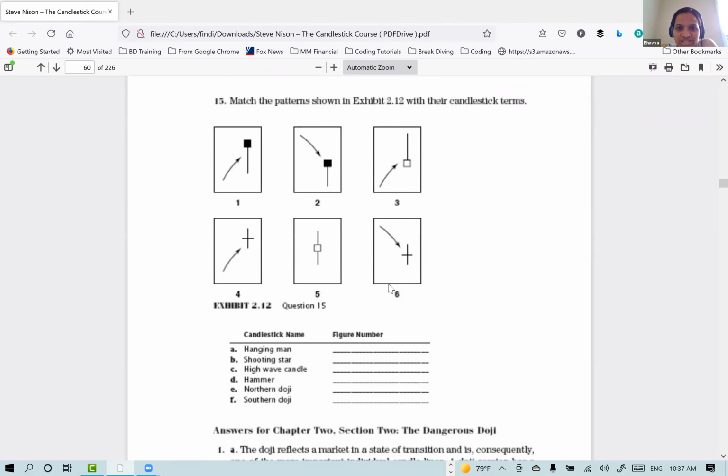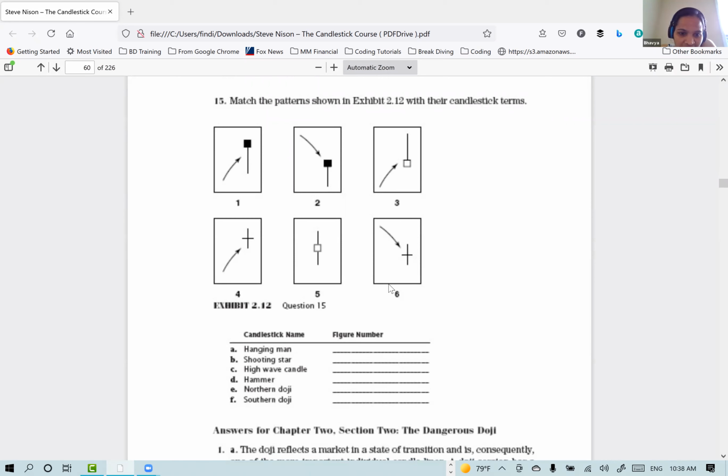Match the patterns shown in exhibit 2.1 with their candlestick terms. Okay, first one, uptrend. Hanging man. Number 1, hanging man. Shooting star.